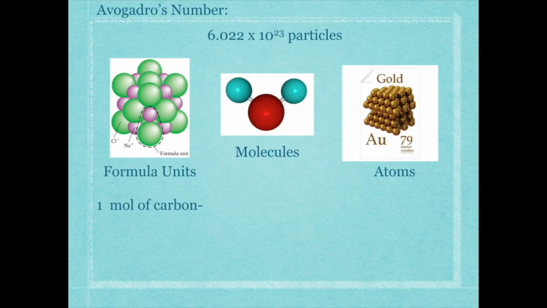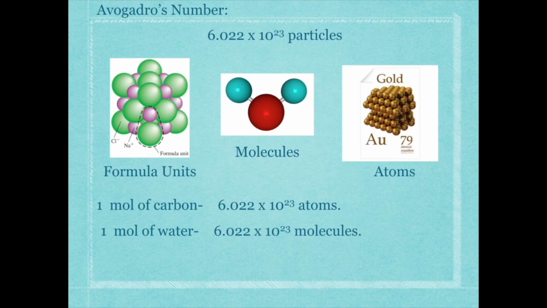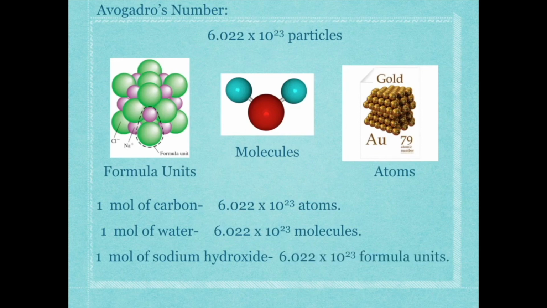So for example, if I tell you I have 1 mole of carbon, how many and what particle do you have? Well, it's an atom, and I would have 6.022 times 10 to the 23rd atoms. If I tell you I have 1 mole of water, well, that has covalent bonding, so that would be 6.022 times 10 to the 23rd molecules. And finally, if I tell you I have 1 mole of sodium hydroxide, well, that's ionic bonding because you've got a metal and a non-metal. And therefore, that would be 6.022 times 10 to the 23rd formula units.